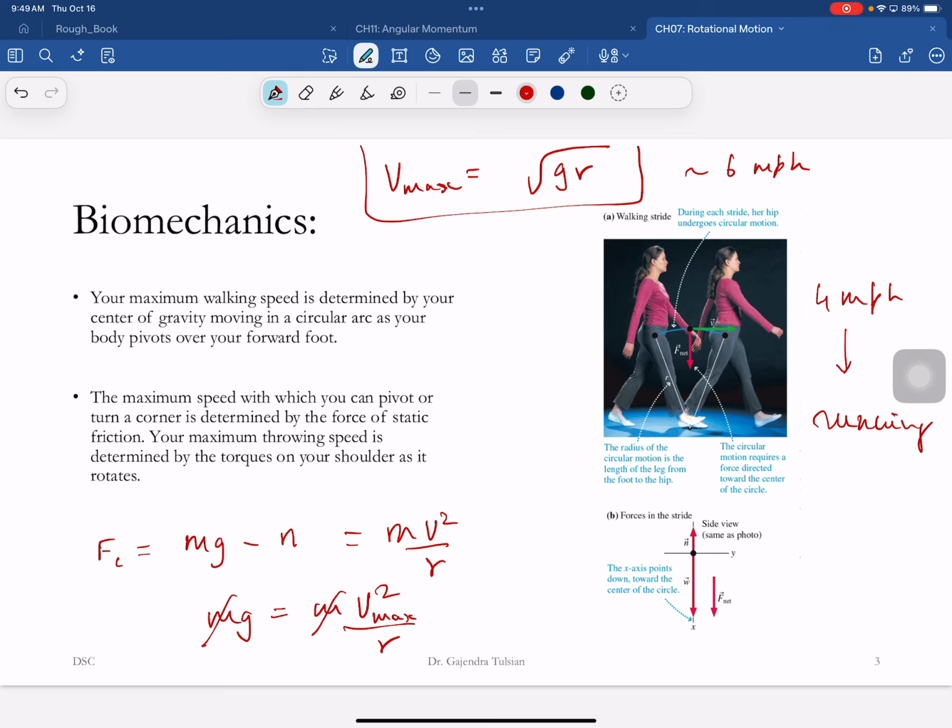And in fact, try to walk at that speed. What's that? It's awkward to try to walk at that speed. Yeah, runners like it. Yeah.